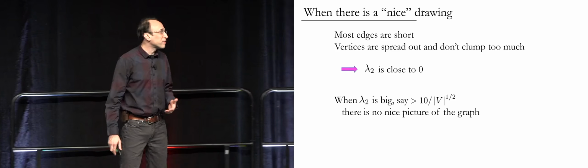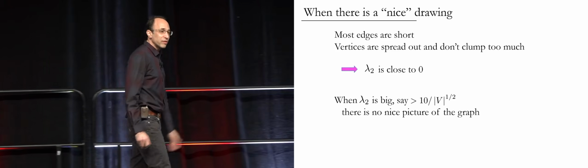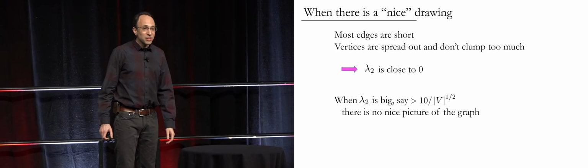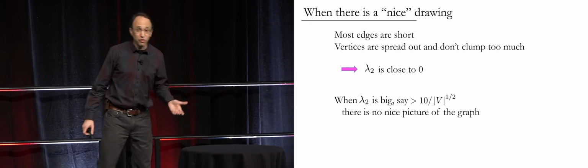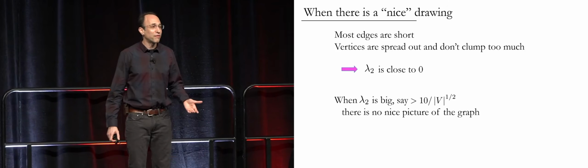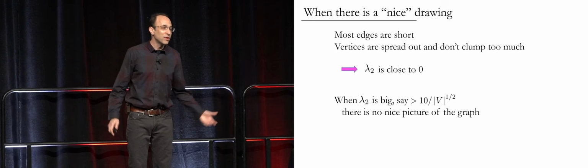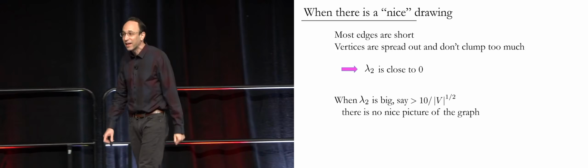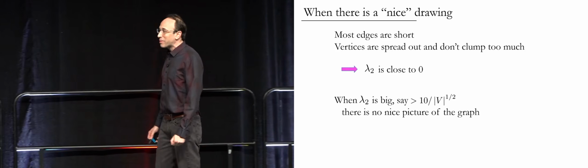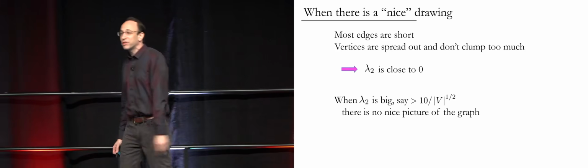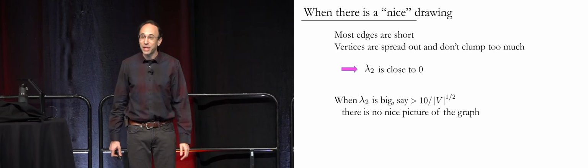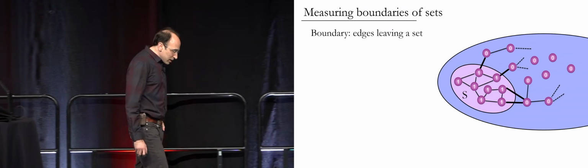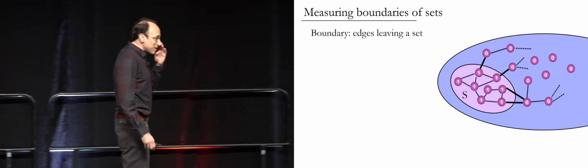How close? Well, you can prove that if lambda 2 is big, say more than like 10 over the square root of the number of vertices, then there will be no nice drawing of the graph. So this is useful for a lot of purposes, in particular for graduate students in network science. If your advisor is saying, give me a picture of this graph, and you come back with an ugly mess, and they say, well, come up with a better algorithm, and you come back with an ugly mess, and you keep doing that, it's good to be able to tell your advisor, look, lambda 2 is big, there is no nice picture of this graph, please give me something else to do. It's very powerful.